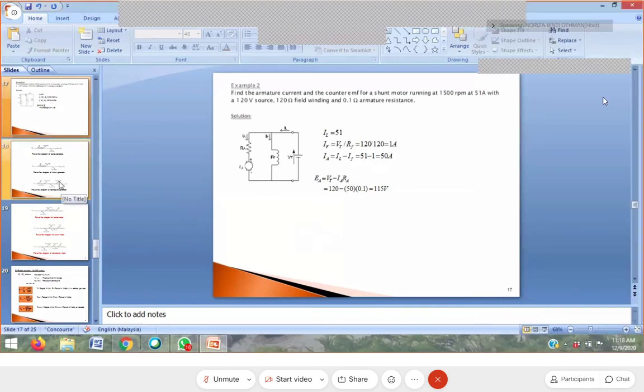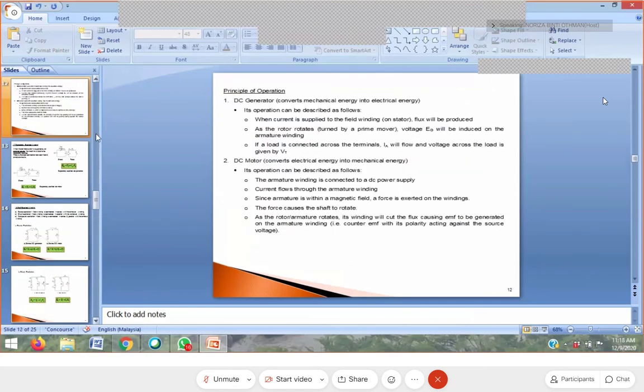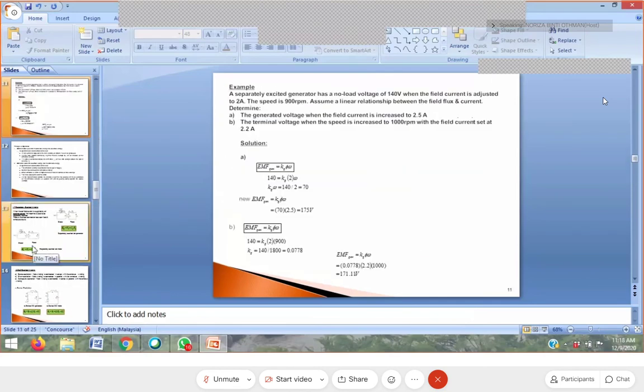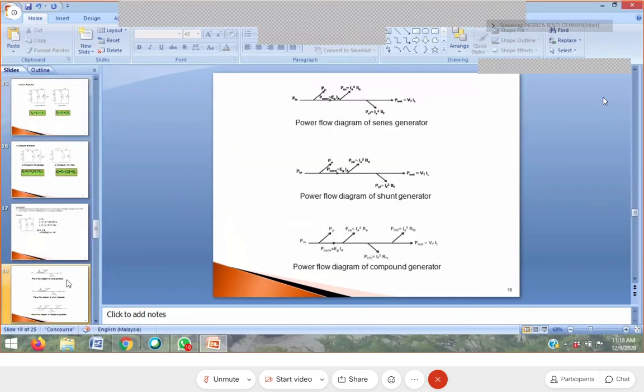Okay, benda yang sama yang you akan tengok, which is you akan tengok power flow, and then you akan determine the torque and then the efficiency. Benda yang sama sahaja, and then dia punya cara pun sama je macam transformer you buat tu. Okay, cuma because of the connection dia different, so dia akan nampak different sikit lah. Okay. So ini, okay, saya continue.